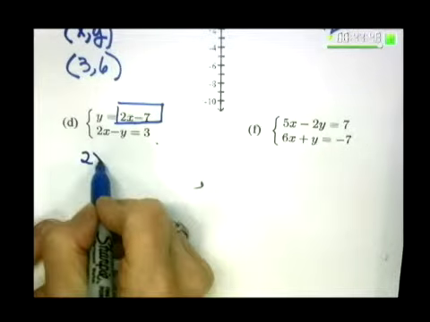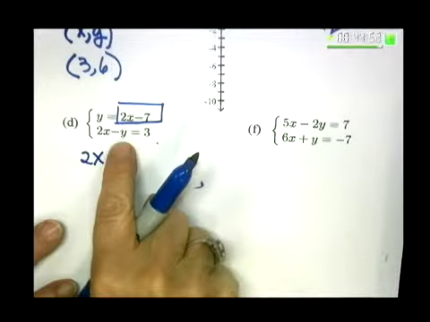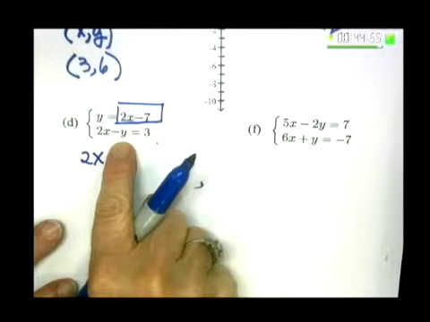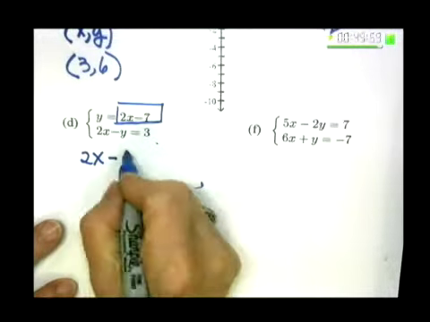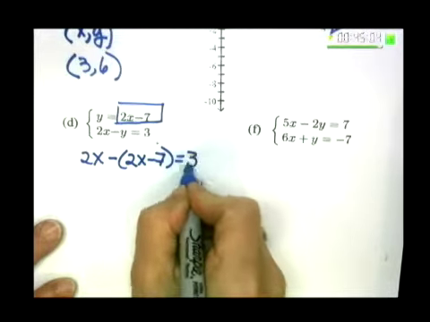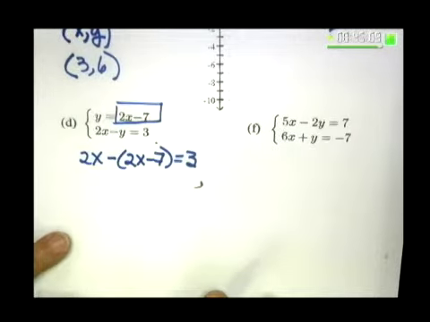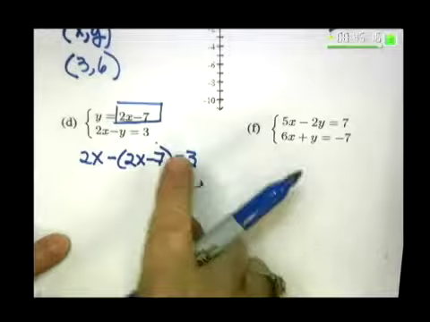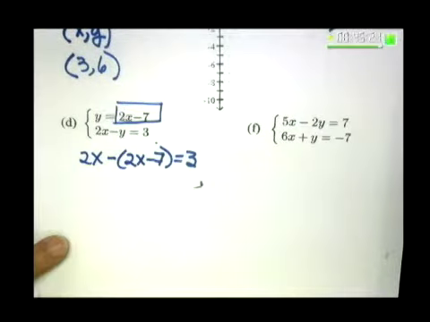So I have 2x minus, and now it says y. Well, I don't want a y anymore. I want to write what y is worth. And what is y worth? 2x minus 7. But I must put it into parentheses, and I know that's worth 3. And now I have an equation to solve for x. All I have are x's. What I've done is I've eliminated one of the two variables.